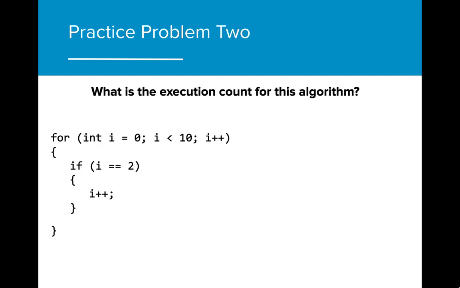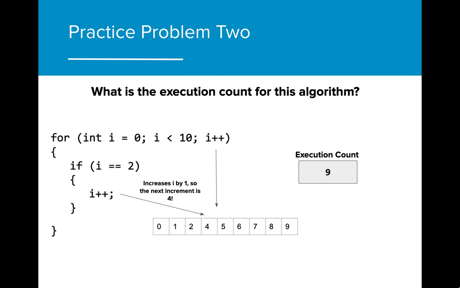On to the next practice problem. What is the execution count for this algorithm? The execution count for this algorithm is 9. The for loop is supposed to iterate 10 times, but during the third iteration, when i equals 2, the value of i is increased to 3. On the next increment, the value goes from 3 to 4, skipping the third iteration through the loop entirely. This is an example of how the i variable can actually be manipulated within the for loop.